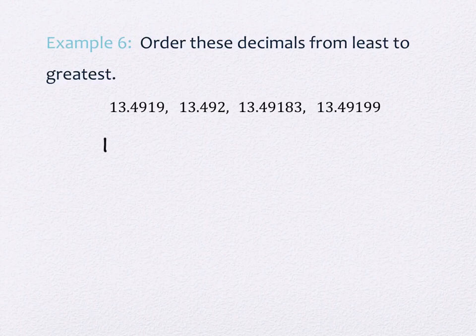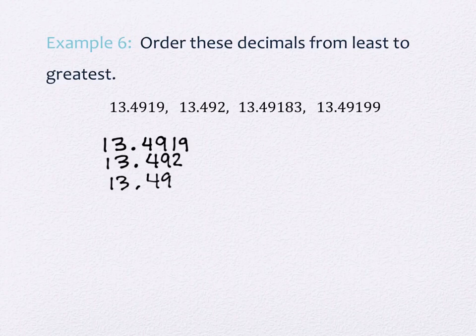I'm going to write them all out because my handwriting is a little bit bigger than my type screen is. So I've got 13, and then I've got the 4919. I've got my 13, and then I have a 492. Make sure you're lining them up, right, so that your numbers are actually straight, one underneath another. I have 13, and then I have 49183. The last one is 13.49199.